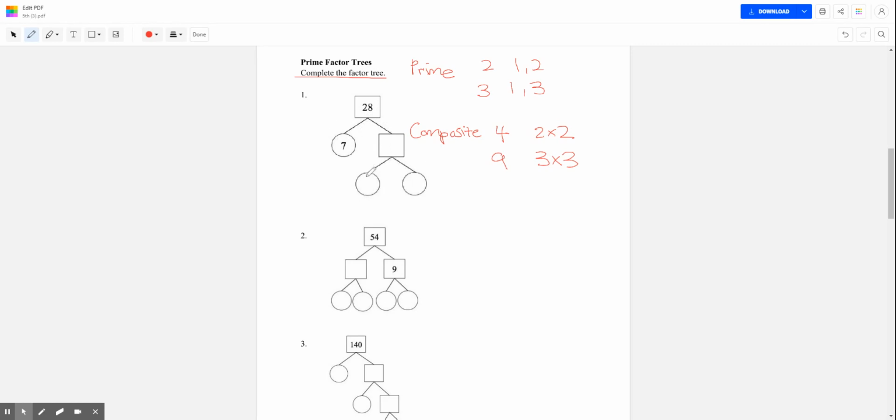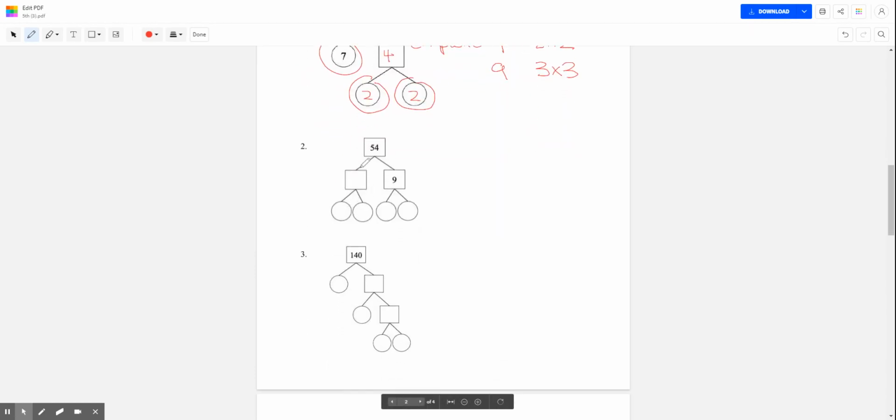So let's try one here. For 28, it factors into 7 and 4, and 4 factors into 2 and 2. And we only have prime numbers here, so we're done with the factor tree. 54 factors into 9 and 6. 6 factors into 2 and 3. 9 factors into 3 and 3. And we only have prime numbers here, so we're done.